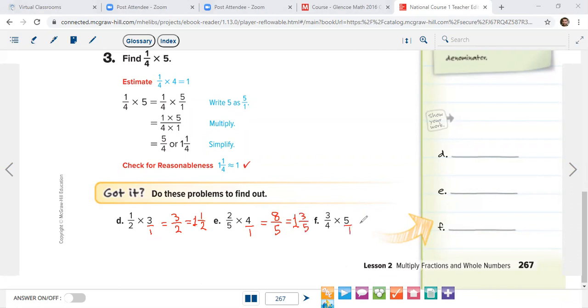Now 5 is like 5 over 1. Multiply numerators. 3 times 5 is 15. Multiply denominators. This will be 4. 15 contains 3 fours, because 3 times 4 is 12. And the remainder is 3. So 3 and 3 over 4. So don't forget to write them here. This is 1.5. And for the problem E, it is 1 and 3 over 5. And for the problem F, it is 3 and 3 over 4.